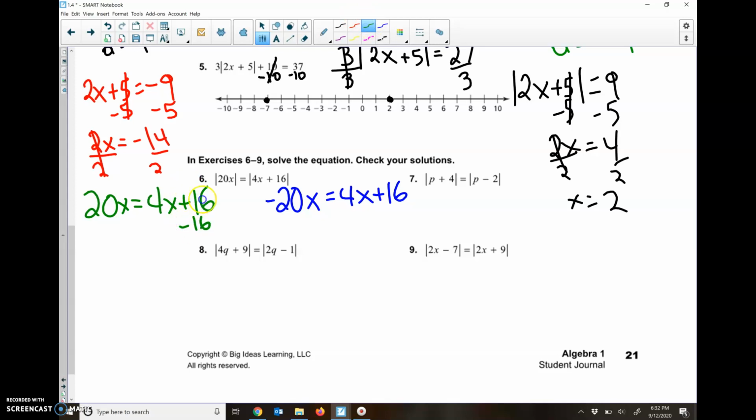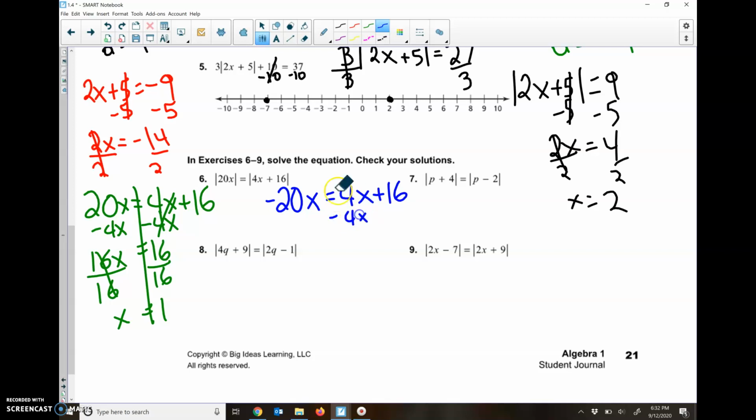It's a plus 16, so I'm going to minus 6. Oh, never mind. I'm not going to do that. Undo. It's a plus 4x, so I'm going to minus 4x. So I end up with 16x equals 16. Divide both sides by 16. x equals 1. Then over here on the negative problem, the blue problem, I'm going to do the same thing.